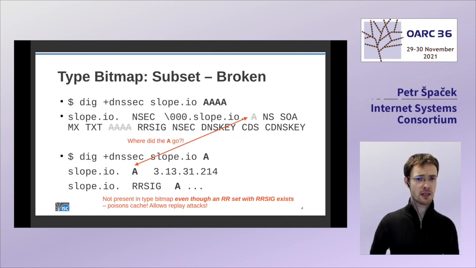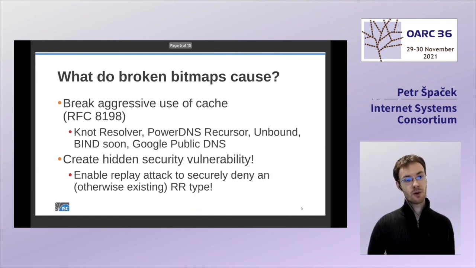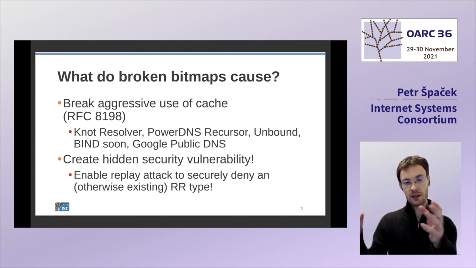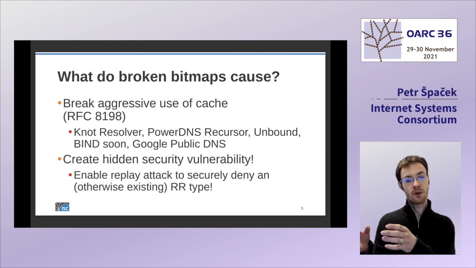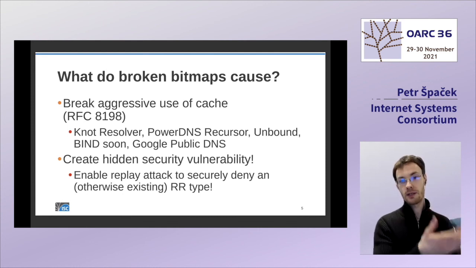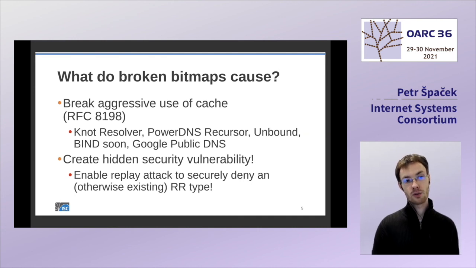Next slide, please. We can see that this is one type of breakage where this incomplete type bitmap breaks the aggressive cache, but it's also a kind of hidden security vulnerability, because it practically allows an attacker to take the proof of non-existence, including the broken bitmap, and replay it in an answer to a query which would otherwise have resulted in a proper answer, including the data and RRSIG. So yeah, it's just broken, so we need to fix it.